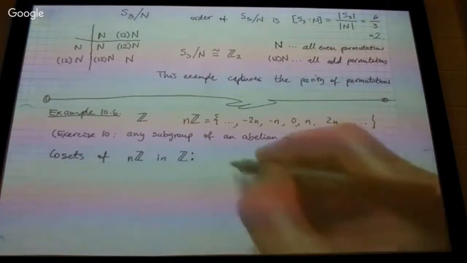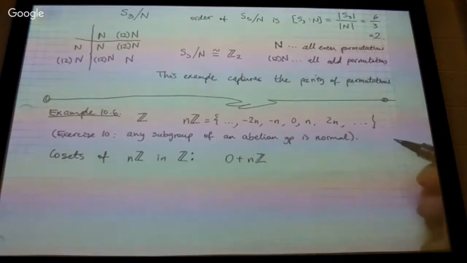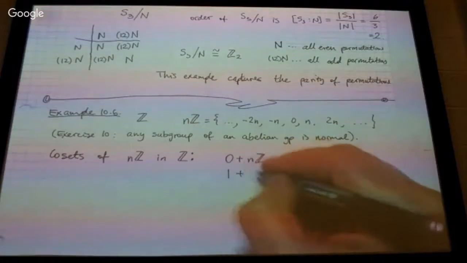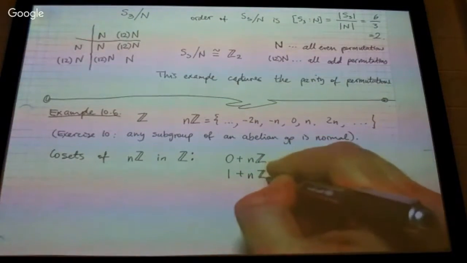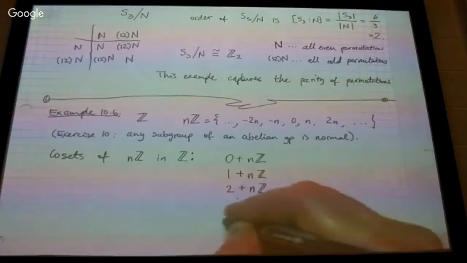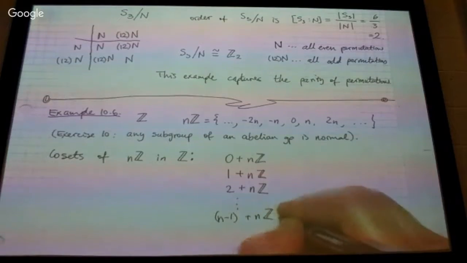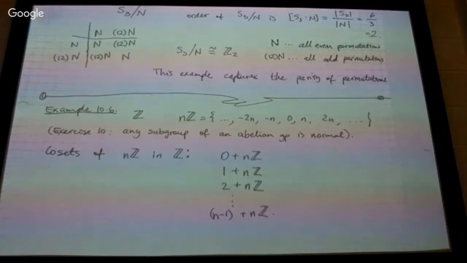So you've got everything that's 0 plus a multiple of n, everything that's 1 plus a multiple of n, 2 plus a multiple of n, and the last one is n minus 1. You can do the cosets.